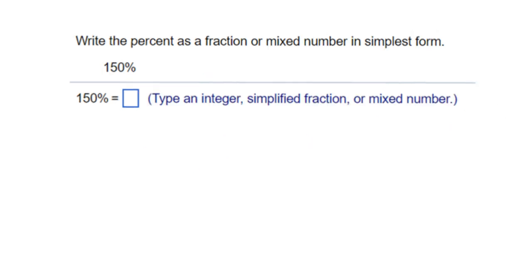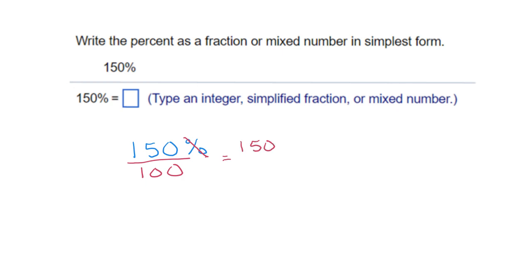Write the percent as a fraction or a mixed number in simplest form. So this one is 150%. I'm going to work this one differently. Normally on the previous one, we translated from a percent to a decimal, and then from a decimal into a fraction, and then we looked to see if we could reduce the fraction. When you have a percent symbol, if you want to go straight to a fraction, you can drop off the percent symbol. Remember, this means per 100, so just divide it by 100. So now you have this fraction of 150 over 100.